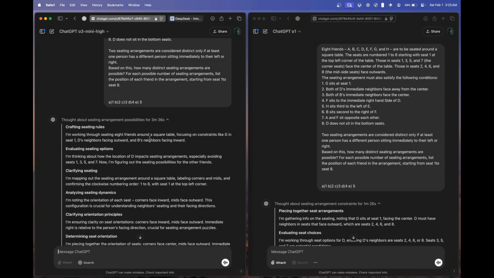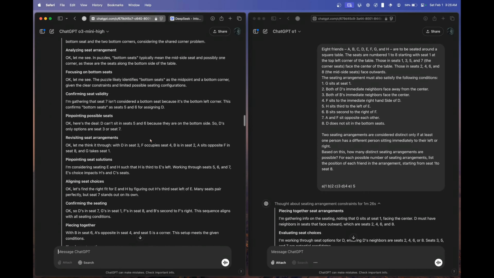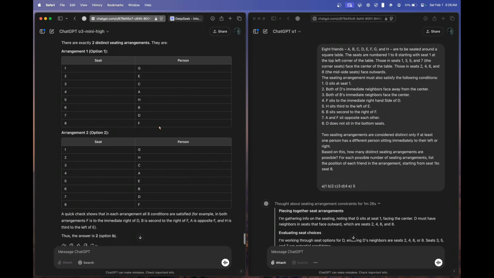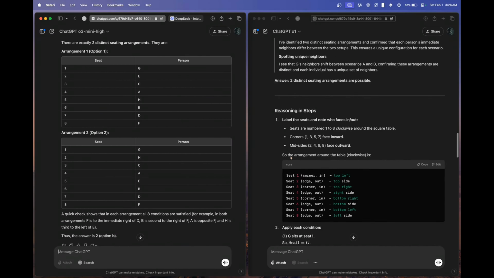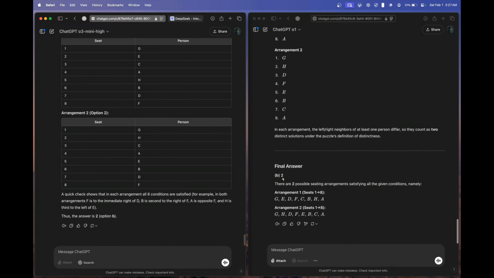Now this time O3 Mini took 3 minutes and 36 seconds. So it's quite a lot given how fast O3 Mini is. Let's see what the response is. Okay, here we can say that its response is better than O1 because if you count in reverse, it is kind of right. GFTB and GFTB. But the problem is this can't happen. And the reason is D is sitting in the bottom seats. As you can see, D can't sit in seats 5 and 7. So this is wrong from O3 Mini as well.